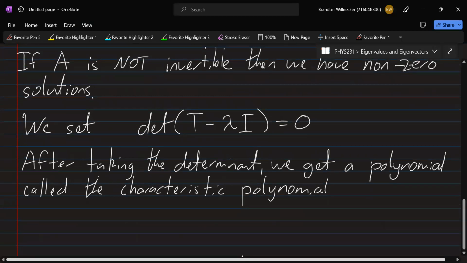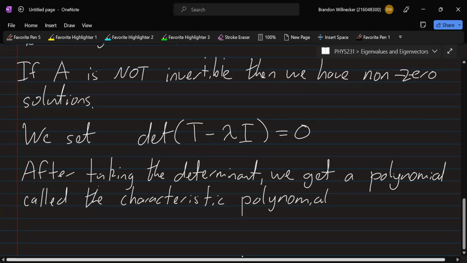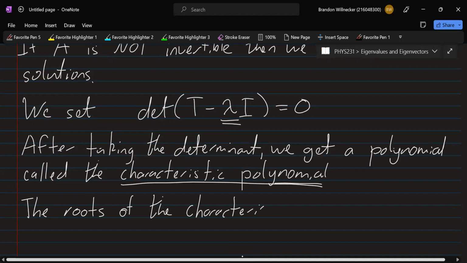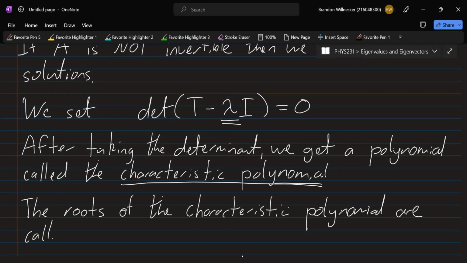Okay. So once we have this characteristic polynomial, it's a polynomial in lambda, because everything else there are just constants. Lambda is our variable. So we get a characteristic polynomial in lambda. The roots of that polynomial we call the eigenvalues.